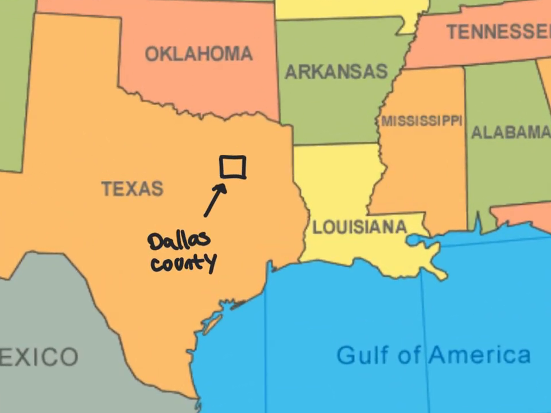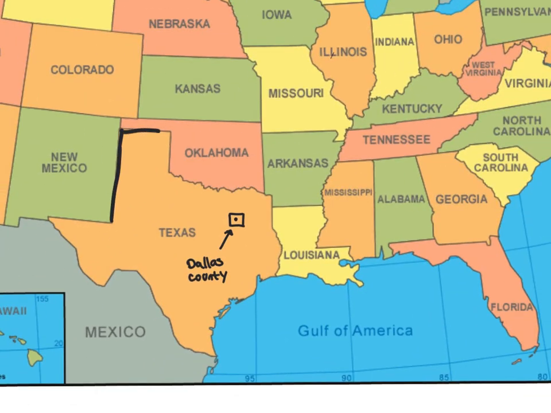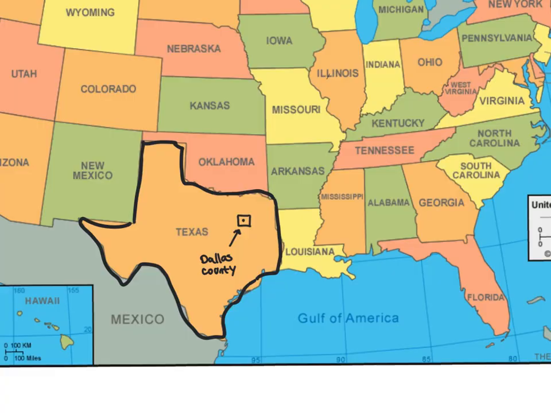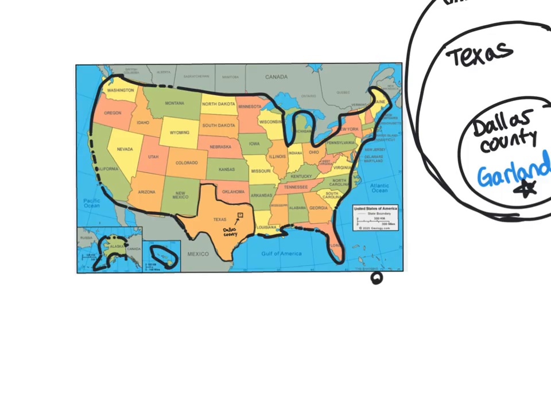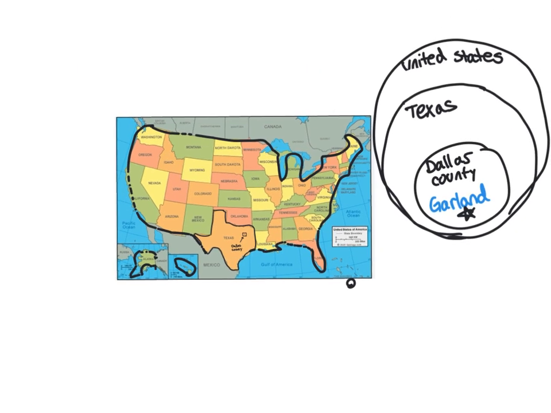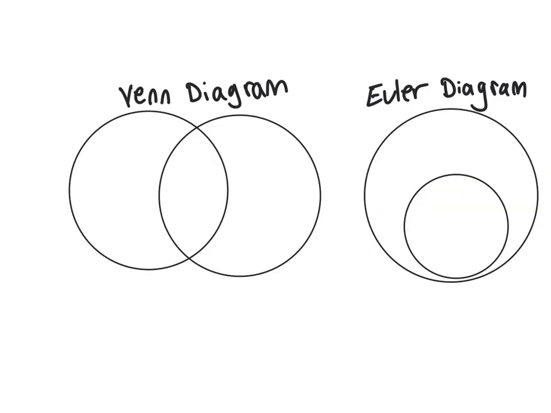If we zoom in, this is where we are right now. We're also inside our Texas boundaries, which are actually pretty hard to draw. And we are inside our United States boundaries. This looks a little bit more complicated than our diagram, doesn't it? The diagram is an easier way to show these relationships. Now let's try it with some numbers.